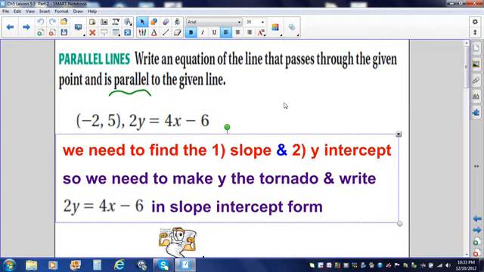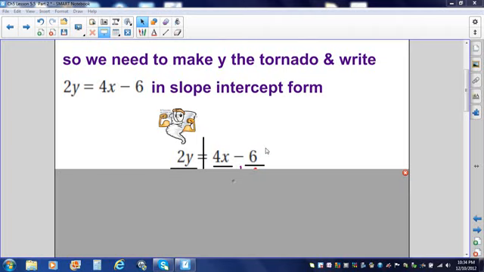We need to find a slope and a y-intercept. So, if you notice in your equation here, we need to make y the tornado and write 2y equals 4x minus 6 in slope-intercept form. You don't want your friends to call you a loser because you forget to write 2y equals 4x minus 6 in slope-intercept form.